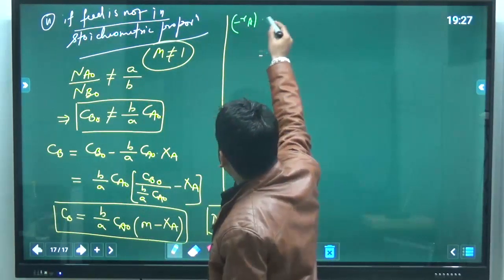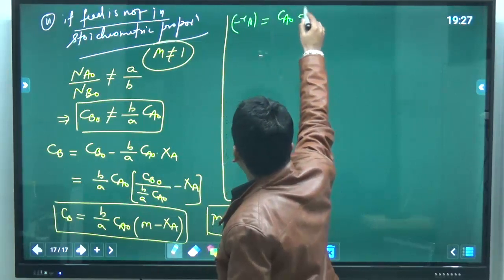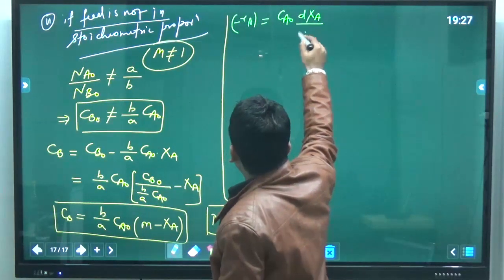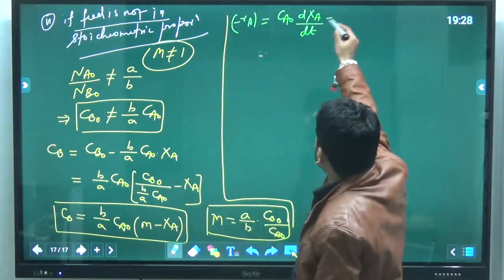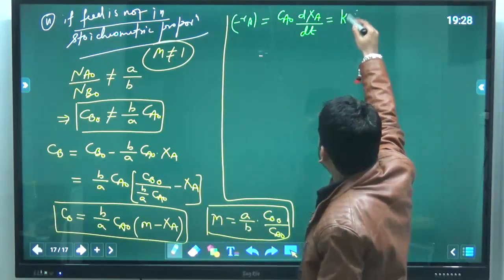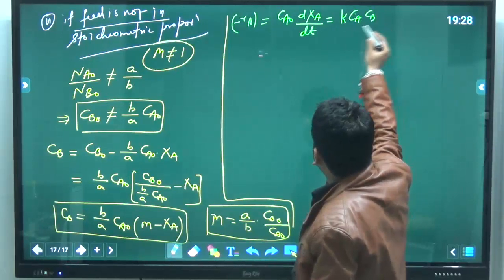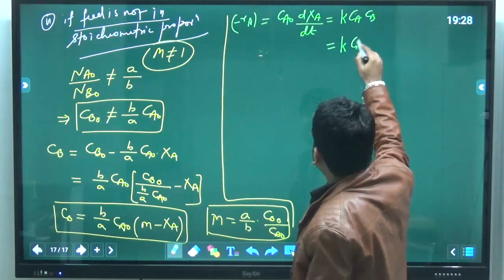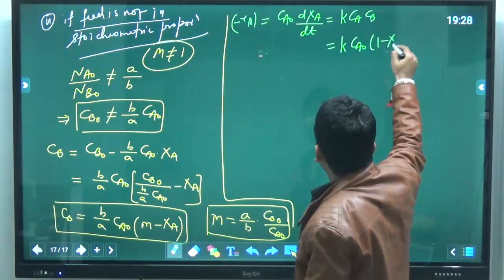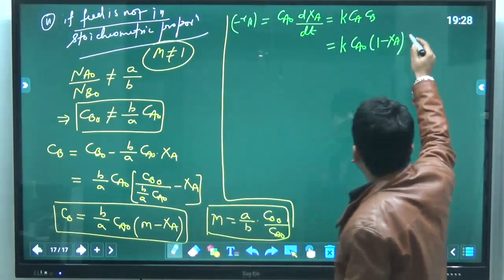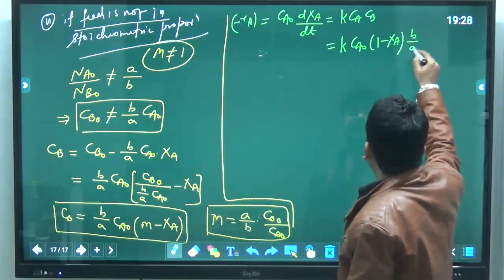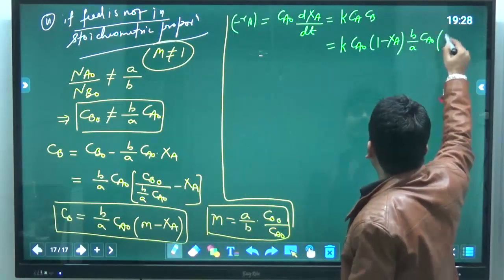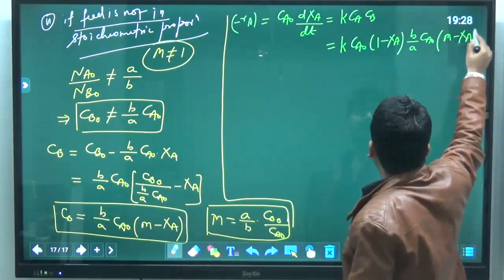What is -Ra? I can write -Ra as Ca0 dXa/dt in terms of conversion for CVRS. That is equal to k Ca Cb. So I can write Ca as Ca0(1 - Xa), and I can write Cb as this: (b/a) times Ca0 multiplied by (M - Xa).